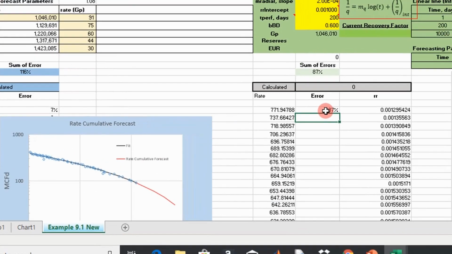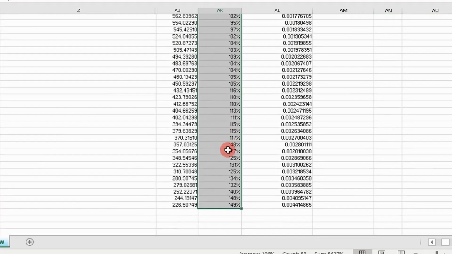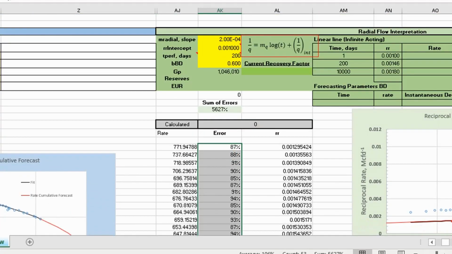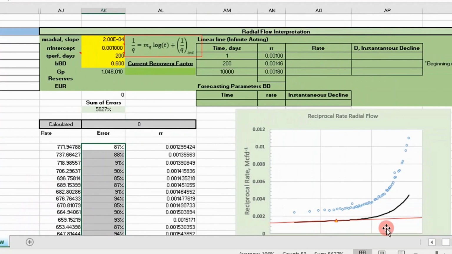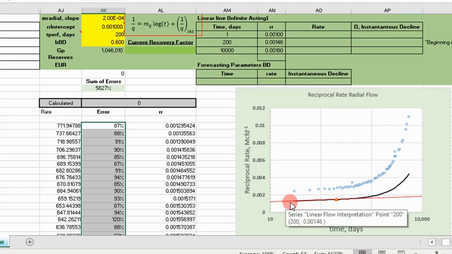We want to carry that error all the way down. Okay. So there we have it, guys. We are prepared to go fit our function to these data points. And so what I want to do first is I want to get my end of infinite acting radial flow line pretty close to where I think it should be.